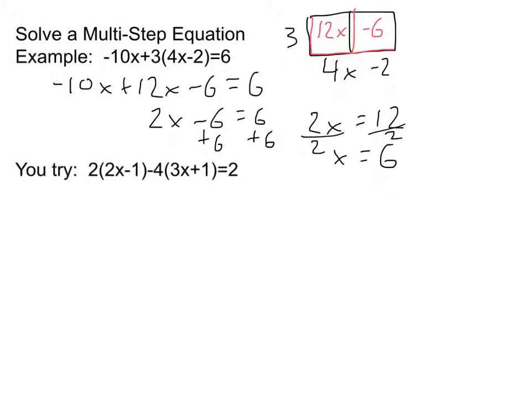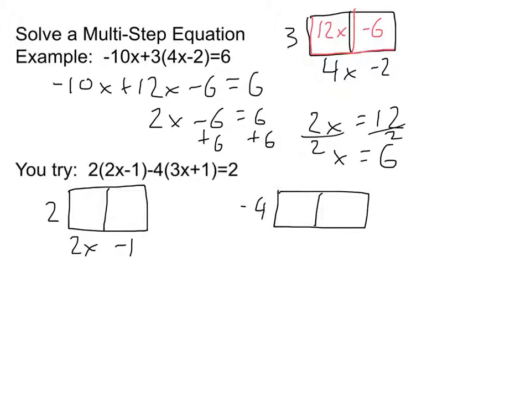Okay, well, we've got 2 things we need to distribute, so I'm going to write 2 generic rectangles, a 2 and a 2x and a negative 1, and this one has a negative 4 and a 3x and a 1. So 2 times 2x is 4x, 2 times negative 1 is negative 2. Over here we've got negative 4 times 3x is negative 12x, and negative 4 times 1 is negative 4.